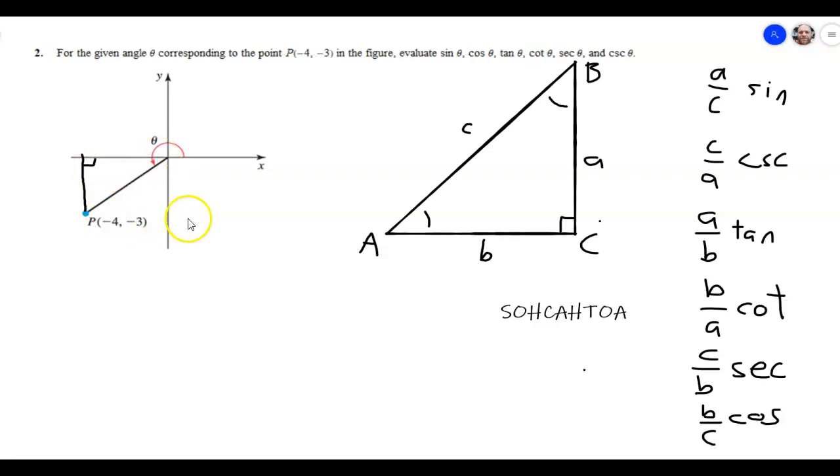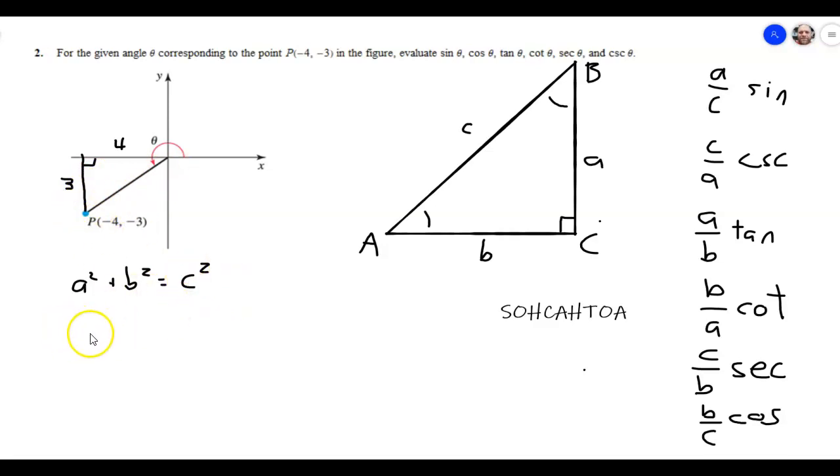Now notice that we have a right triangle, and this point is (-4, -3). So from the origin, it goes 4 in that direction, and then it goes 3 in the negative y direction. Now we can figure out what this last side is because it's a right triangle, and we know the Pythagorean theorem, which says a squared plus b squared is equal to c squared, where a and b are any two sides of our right triangle, the legs, and c is the hypotenuse.